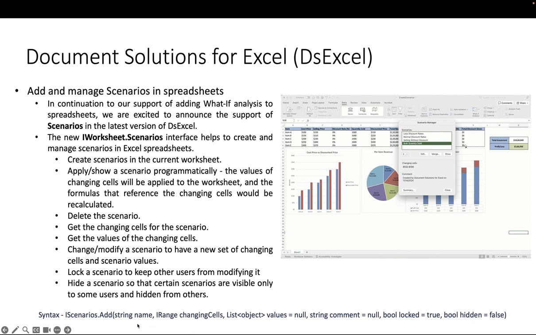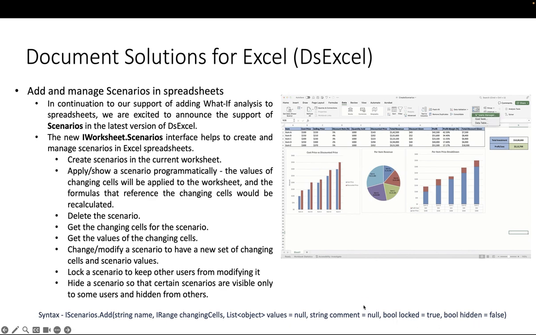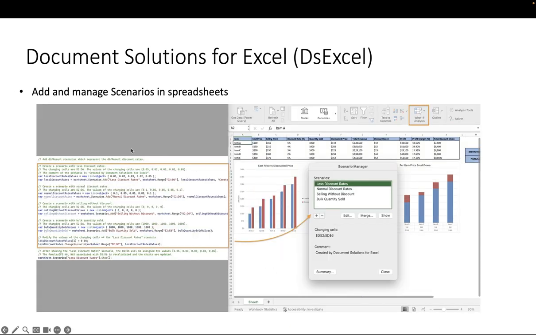And this is the syntax of the scenario. It takes in a name, the range, the changing cells, the cells that would change, a list of values that are included in that range, and you can choose to add a comment to the scenario, lock a scenario, or hide a scenario and pass the Boolean values. So you see over here programmatically how we can add scenarios to the worksheet.